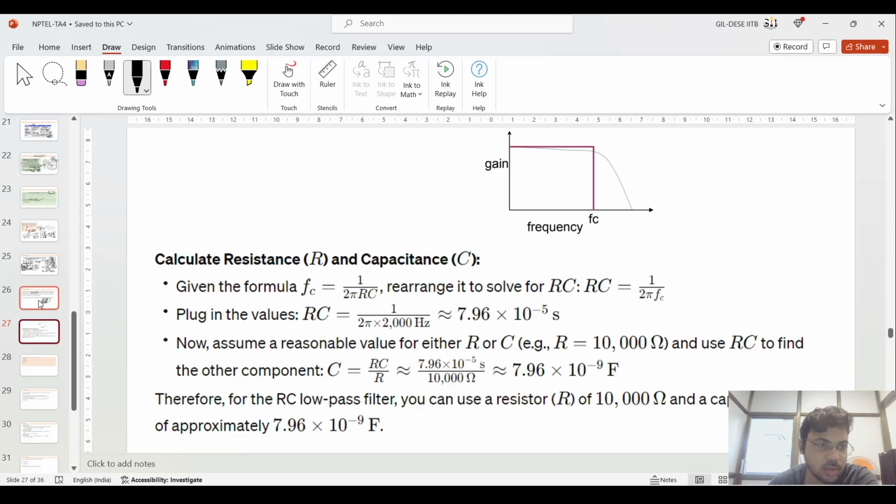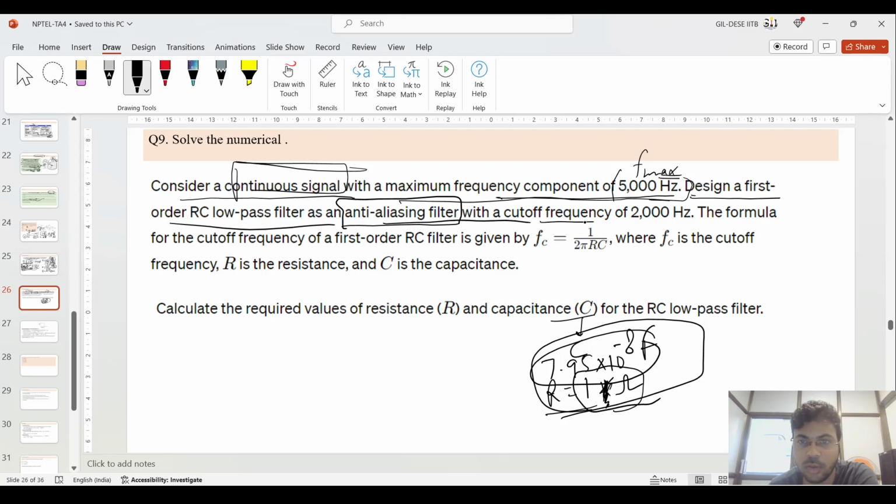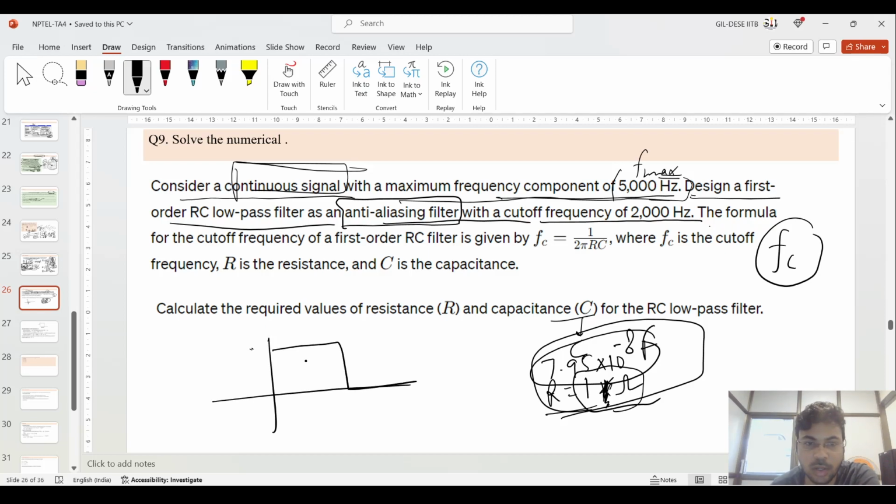Okay, time's up, guys. Let's come to the solution part. First, let's read the question. The question is: considering a continuous signal with a maximum frequency component of 500, it means it is a continuous signal, no sampling is done. So the maximum frequency component of 500 is the F max. It is asking to design a first order RC low pass filter as an anti-aliasing filter with a cutoff frequency of 2000. There are certain cutoff frequencies for the low pass filter.